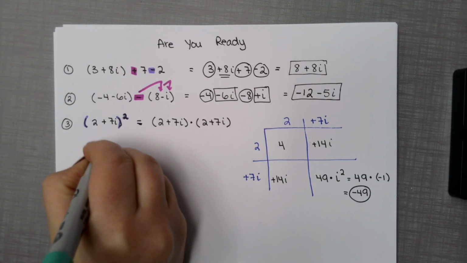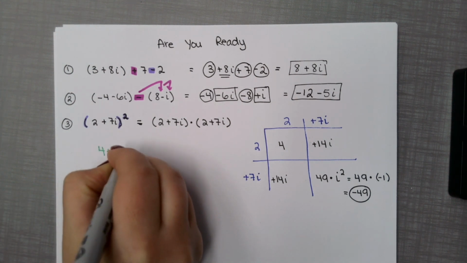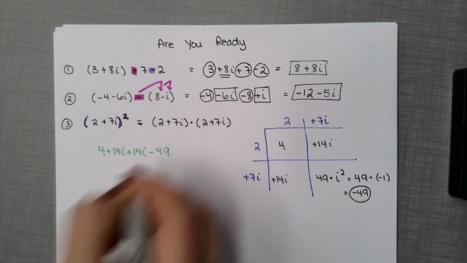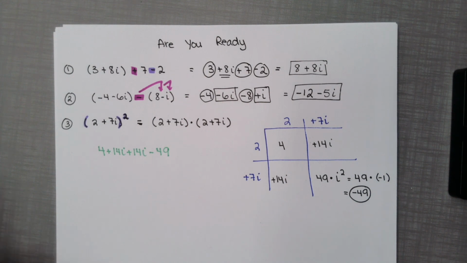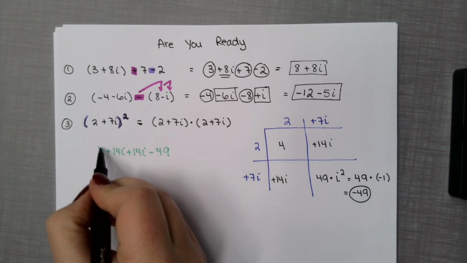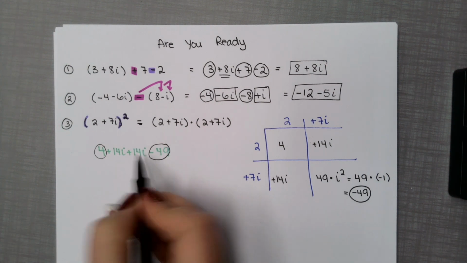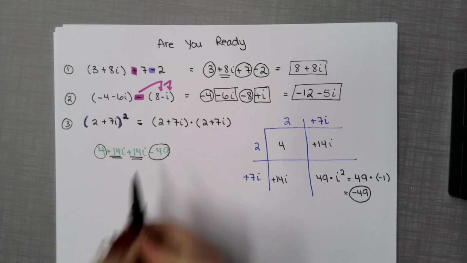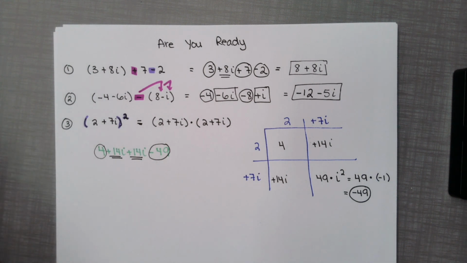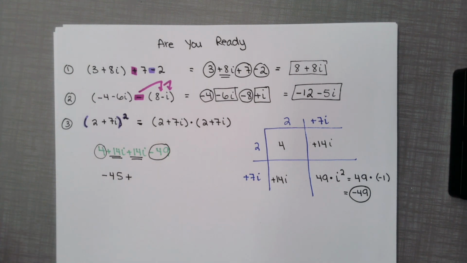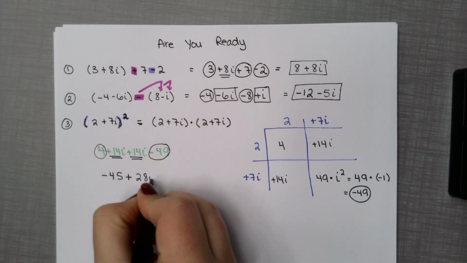So we have 4 plus 14i plus 14i minus 49. Again, you want to combine the real with the real and imaginary with the imaginary. So 4 is without a letter. Negative 49 is without a letter. 14i positive, 14i positive. So we're going to combine like terms. So 4 minus 49, that is negative 45. 14 plus 14 is 28i.